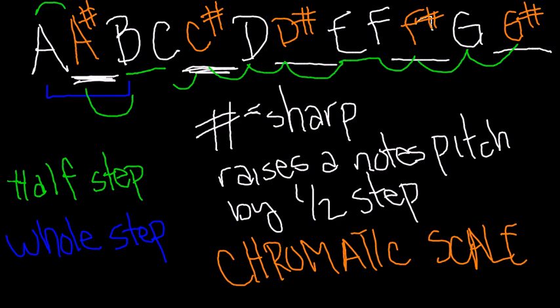And I should probably mark out one more, which is if I go from G sharp back around to A, that is also considered a half step. So the chromatic scale is made up entirely of half steps.